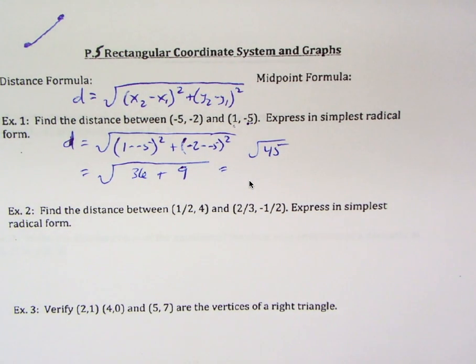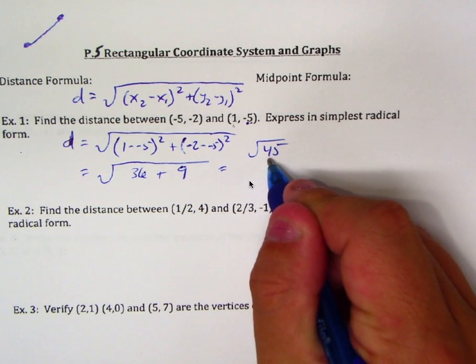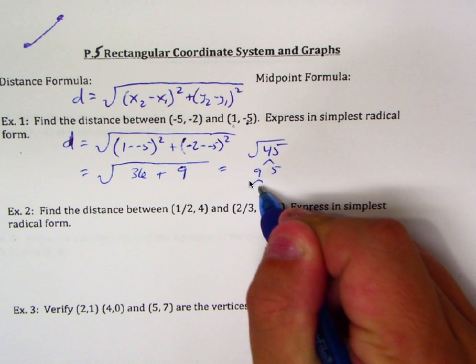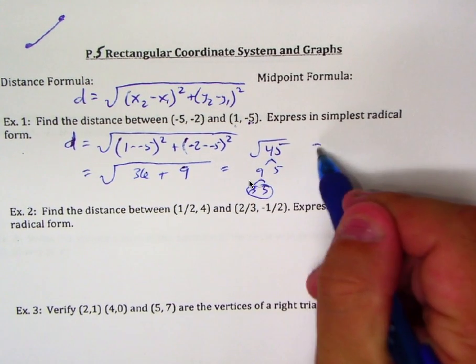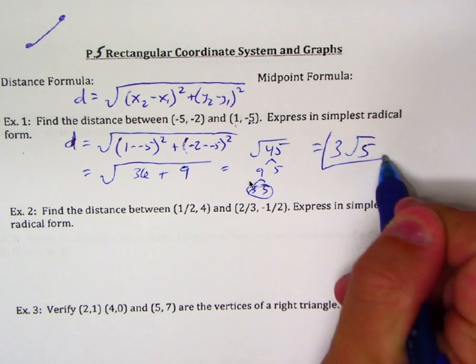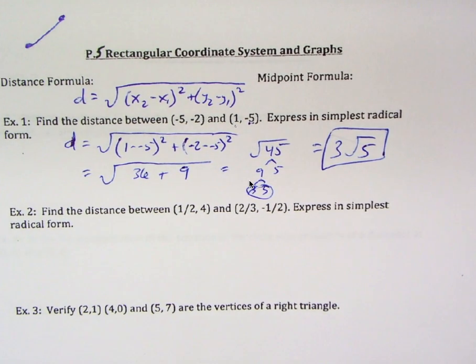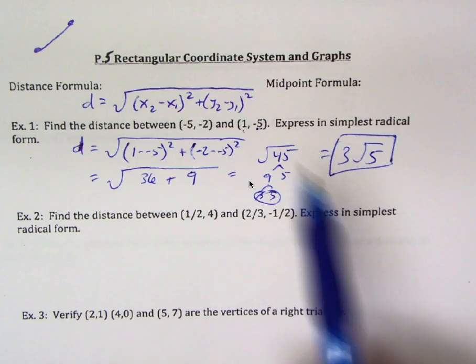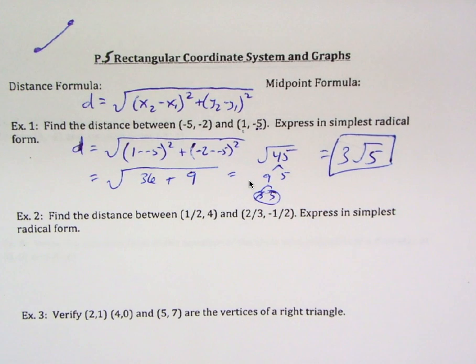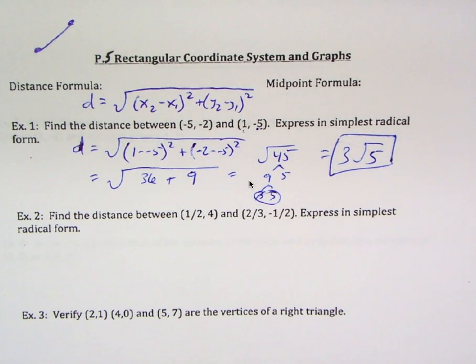Now, simplest radical form means we need to simplify the square root of 45. However you guys do that, I'm going to go ahead and do a factor tree. So 9 and 5, 3 and 3. Pair of 3's. So this is 3 square root of 5. And understand what that means. That means if I would plot these 2 points on the coordinate plane and connect them, the length of that segment would be 3 times square root of 5. So 7 point something probably. I'm not sure, but it says keep it in simplest radical form.